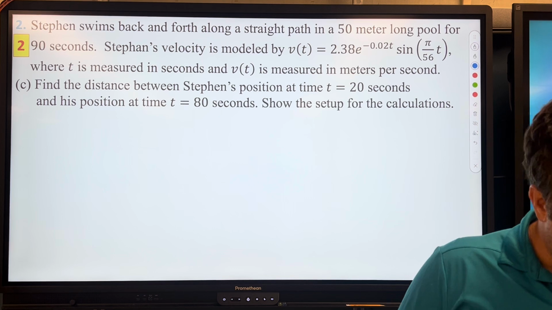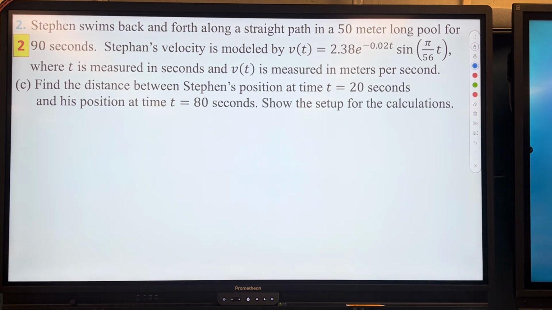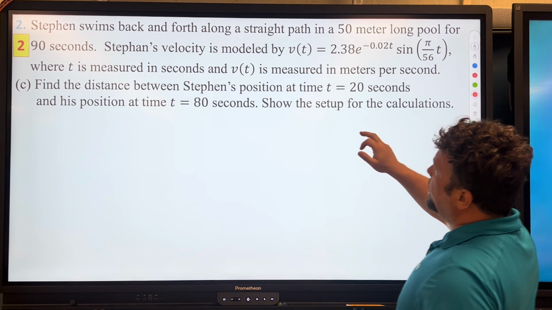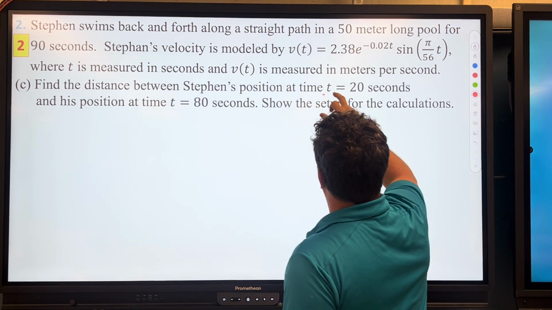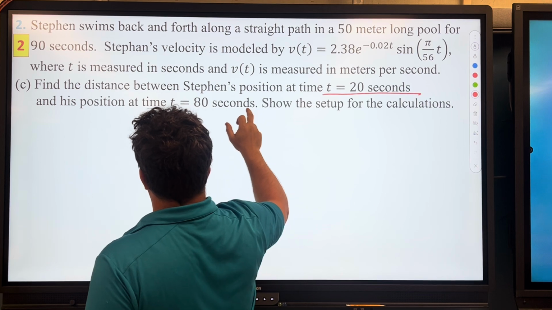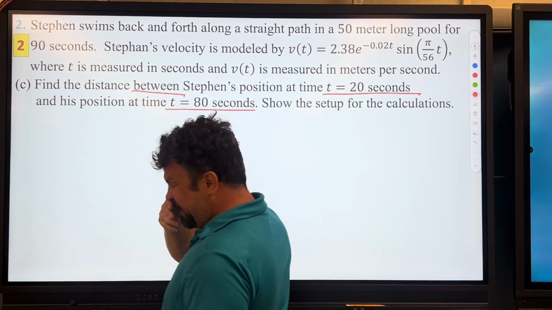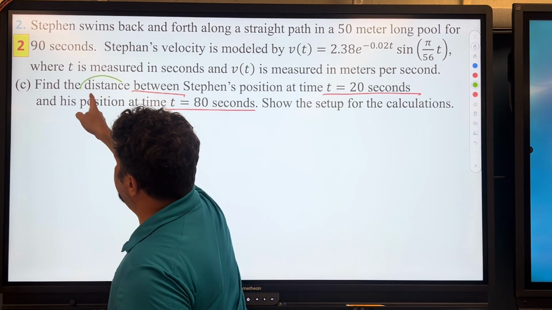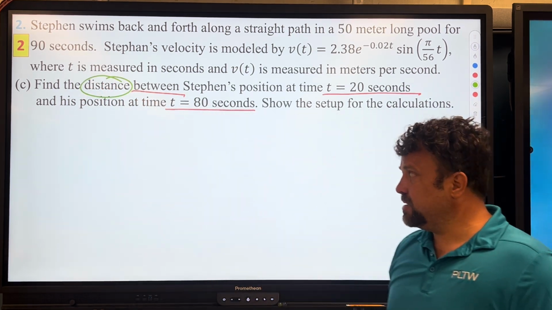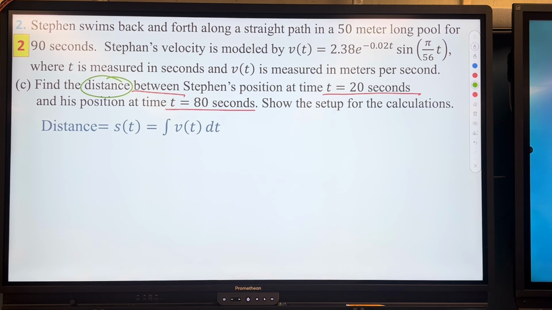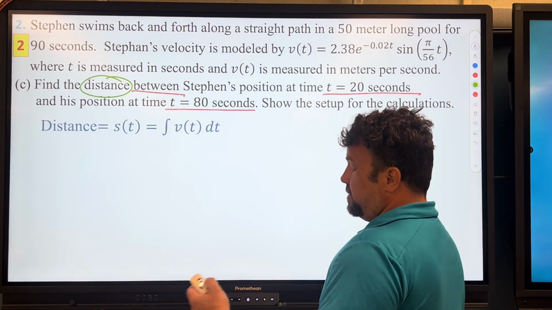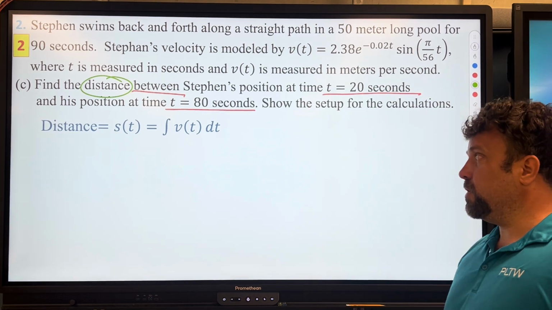Let's go to C. All right, C is going to be a distance. Find the distance between his position at time 20 seconds and time 80 seconds. So anytime you see the word at time 20 seconds and his position at 80 seconds and the word between, something should be going off in your head. Let's see if you understand. And distance, distance from velocity, something also should be going off in your head. Distance is s of t, which is the integral of velocity. So the positional function is the integral of the velocity function.